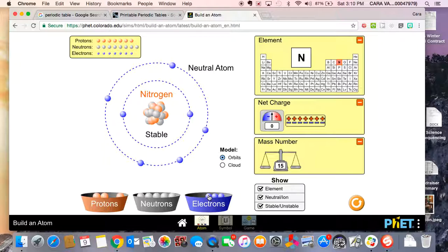But what happens if I add another electron? So now I have 8 electrons. You see here that I have an extra electron, which is why I have a -1 charge. If I were to add another electron, now I have 2 extra negative charges.